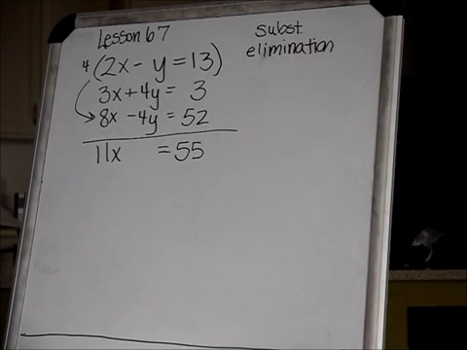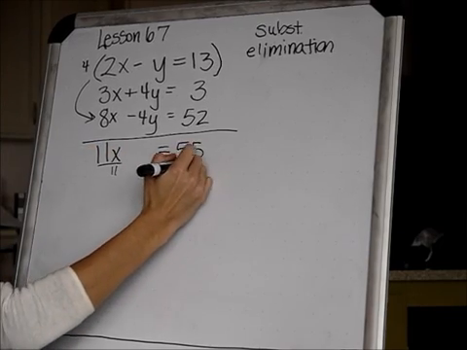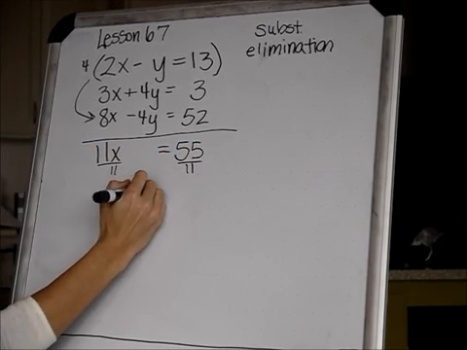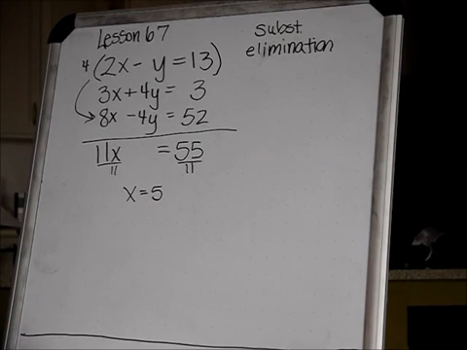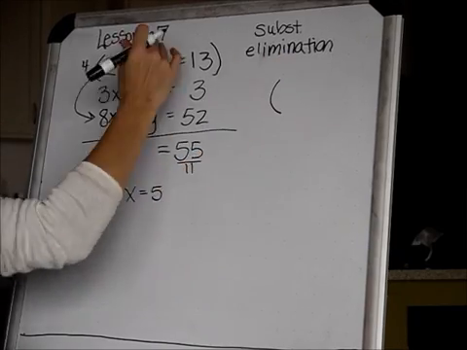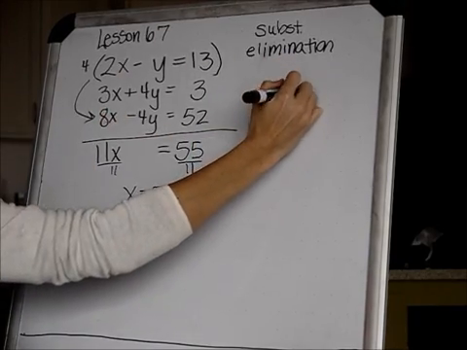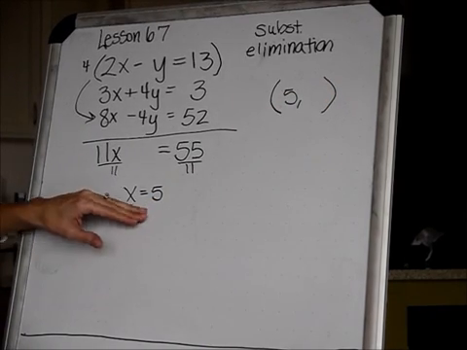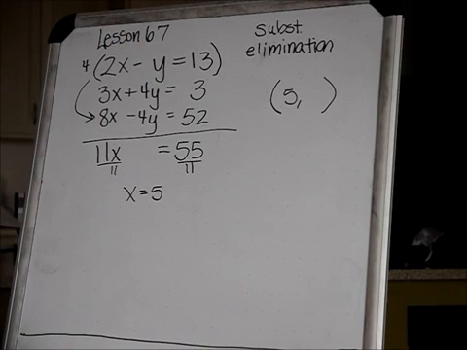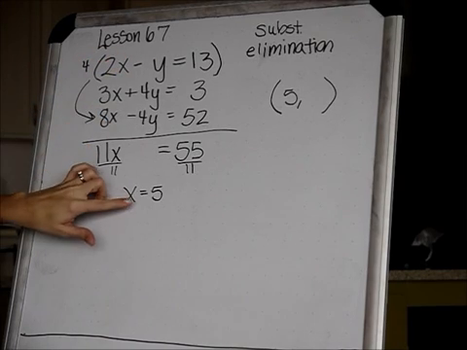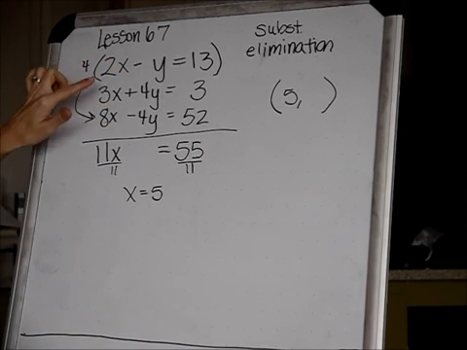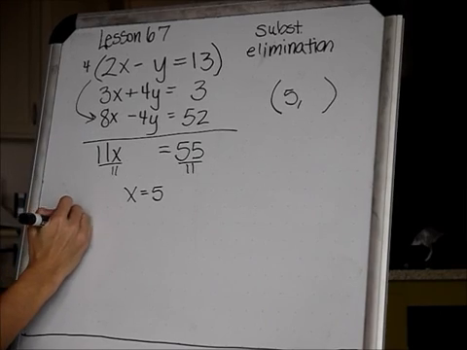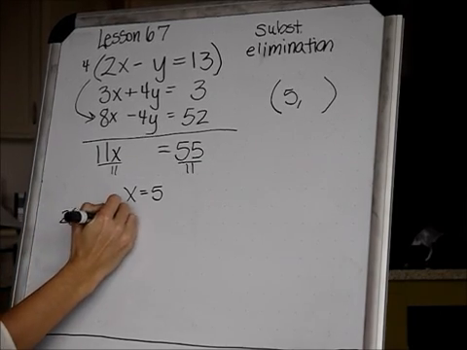So now we can solve for x by dividing by 11. X equals 5. But again, we are solving systems of equations, so all that means is we only have half of our answer. We know what x is, but we don't know what y is. How would we find out what y is? We could just plug in this 5 into any one of these. I'm just going to pick the top one. 2 times 5 minus y equals 13.